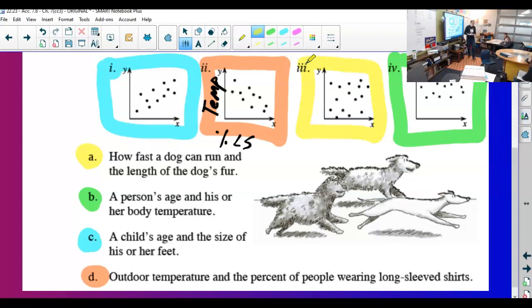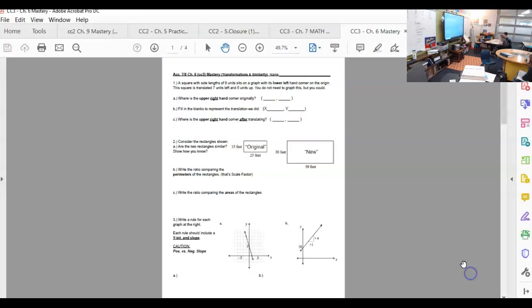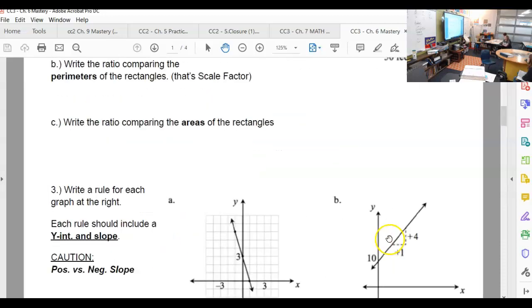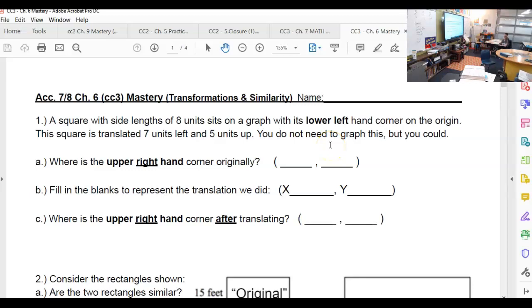Let me check what else we were maybe supposed to cover today. I think just showing you the test. All right, so here's your mastery for tomorrow. Check it. Here's everything you're going to be asked to do.